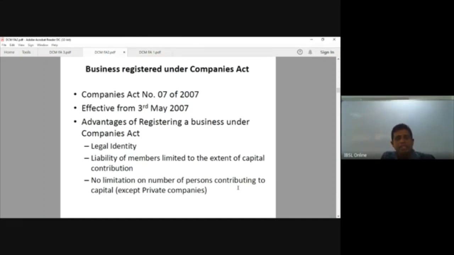Then number 3 is no limitation on the number of persons contributing to the capital. Take a company, you can have any number of persons. If you take a private company, there is a restriction, but if you take a public company, there is no limitation. And not only that, you can publicly ask the people or contributors who are willing to contribute their money to a particular company to send their money or contribute their capital to this particular company. Right, that is also an advantage.